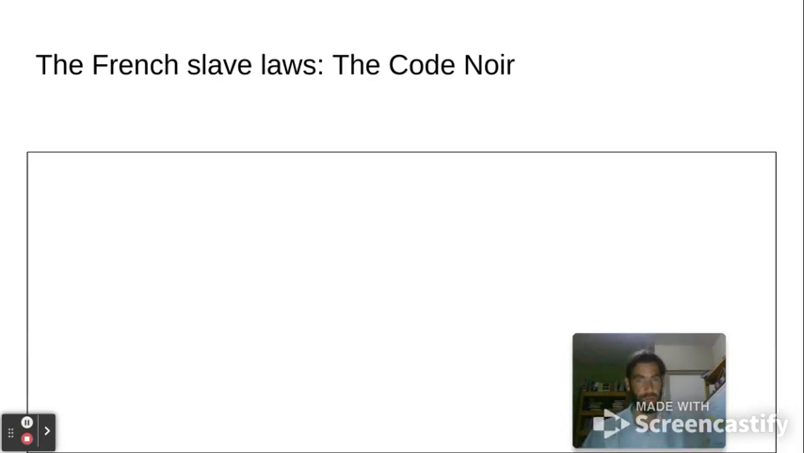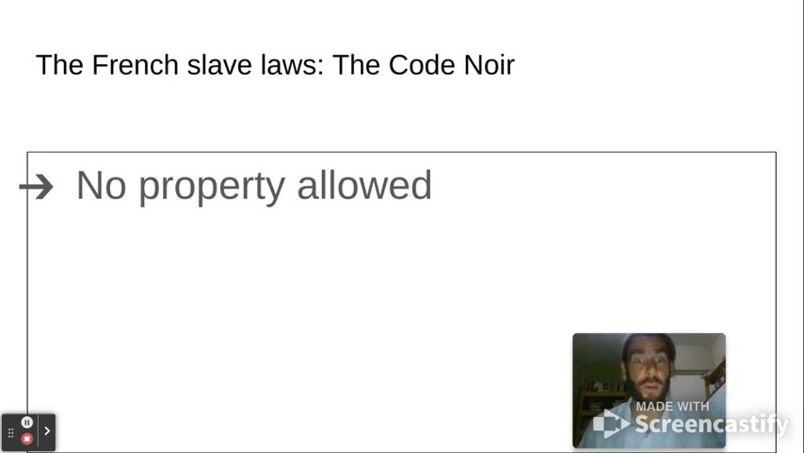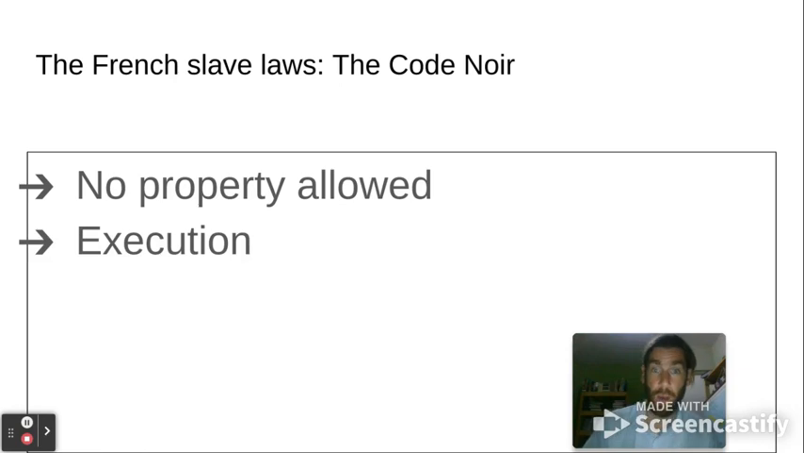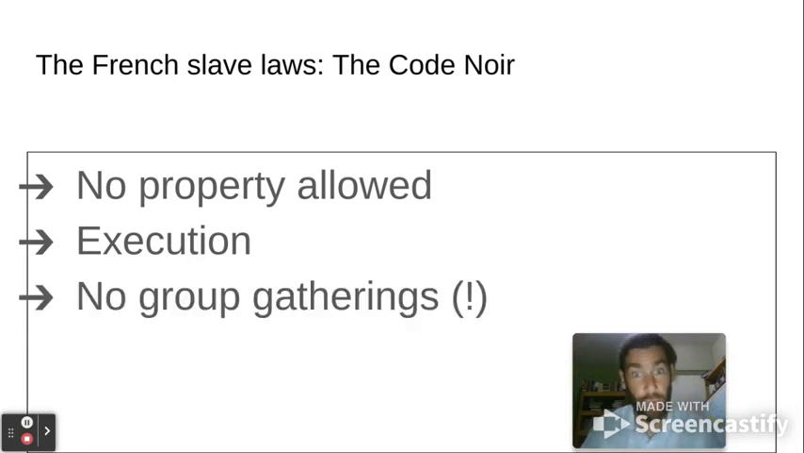The French slave laws. I said I will talk about a third slave law, and this is the Code Noir. That is French for the black law. In the French slave laws, no property was allowed, so the slaves could not have any property. If they did certain things like attacking the plantation owner or escaping, execution was allowed. And also here we see there could not be any group gatherings. Perhaps they could conspire against the planter. So we see the same things coming back, also in the Code Noir.